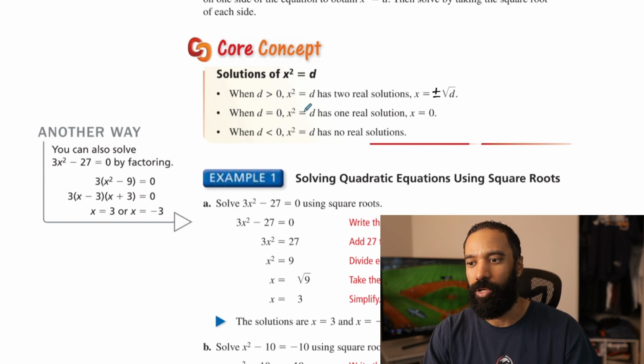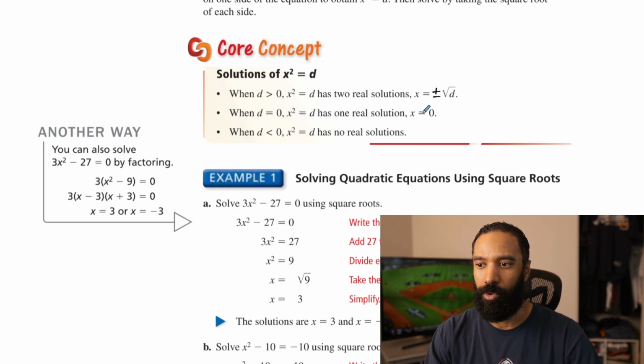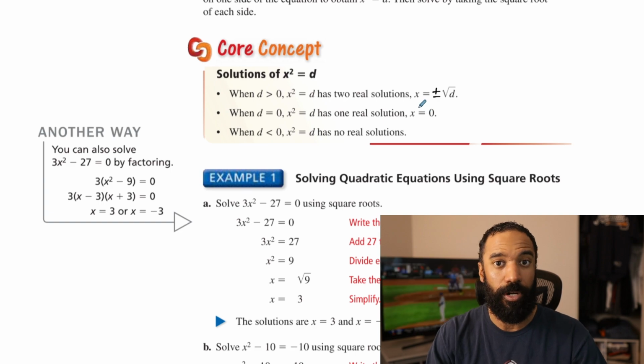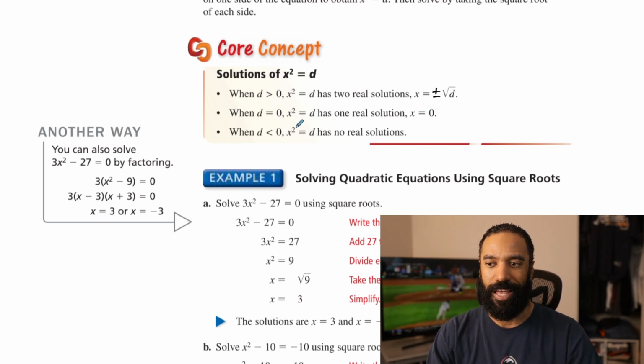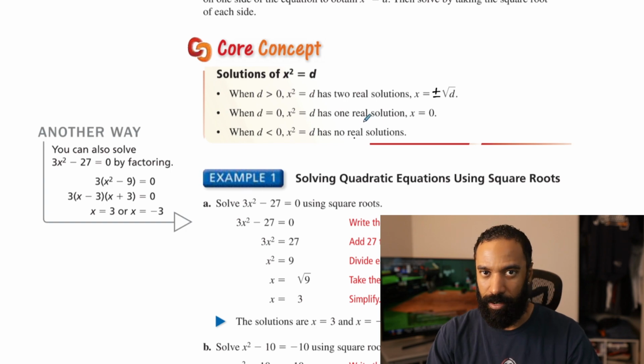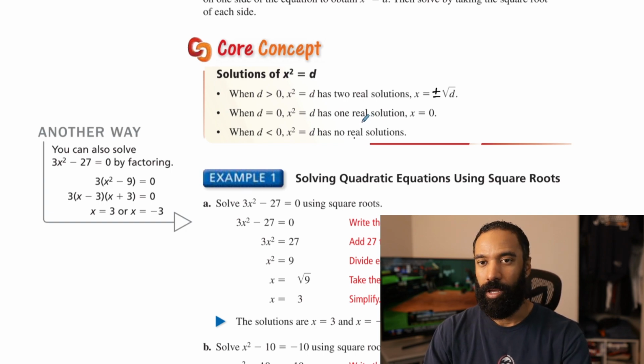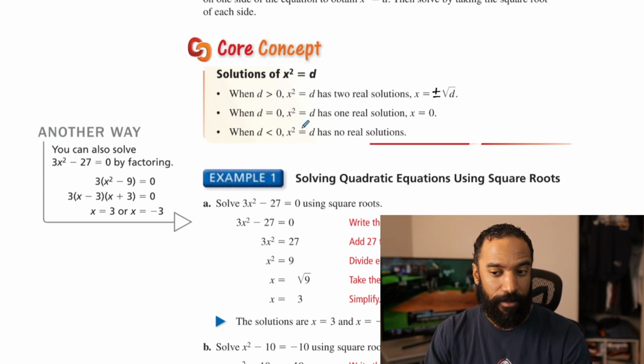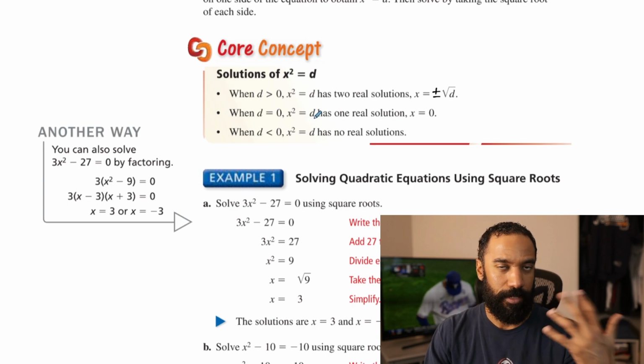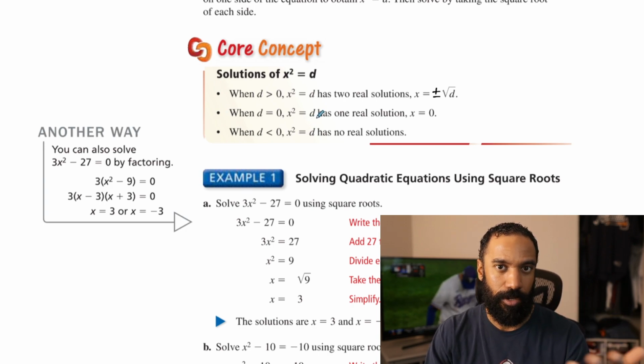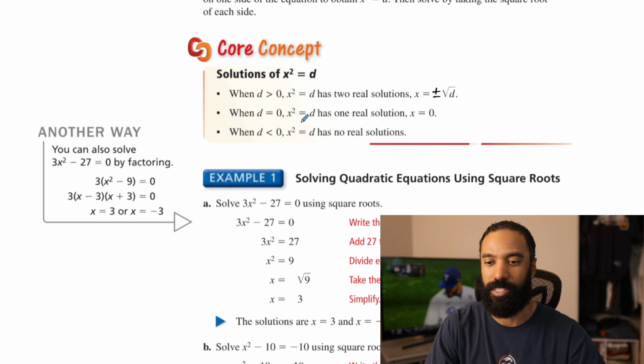When d equals 0, x squared equals d will only have one real solution, and it will be 0. If you take the square root of 0, you get 0 out. And when d is less than 0, then x squared equals d has no real solutions, because you can't take the square root of a negative number and get a real number back out. If we graphed that, we would see that your graph would not have x-intercepts. It would not cross the x-axis.